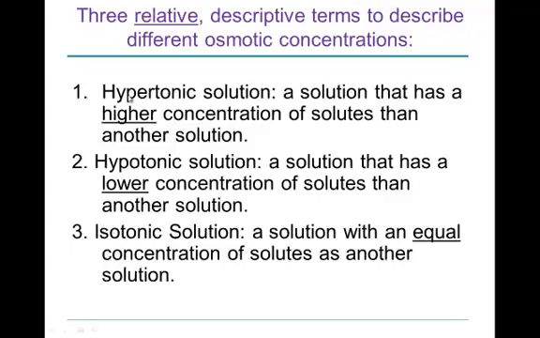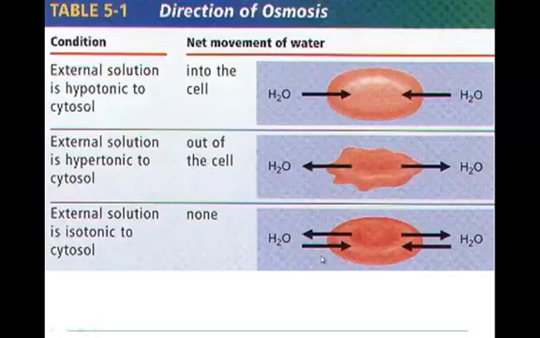You can either have a solution that's more concentrated, a solution that is less concentrated or hypotonic, or it can be equally concentrated, and that's what the term isotonic describes, an equally concentrated solution. And here we can see an example of that, where we have a red blood cell that is in solution.